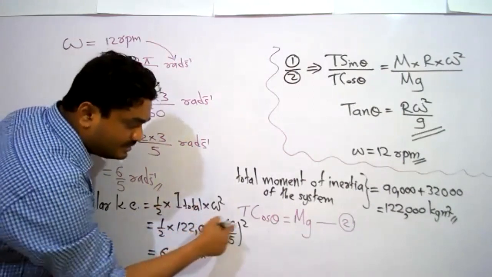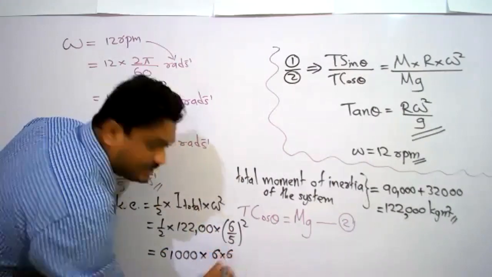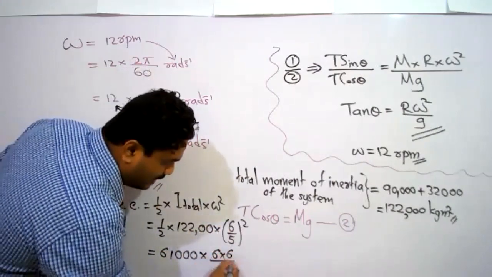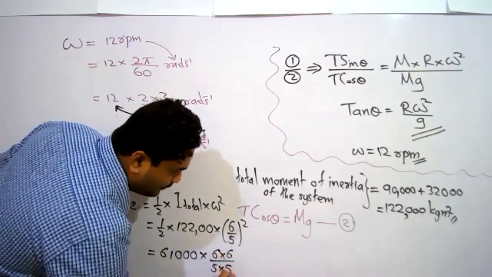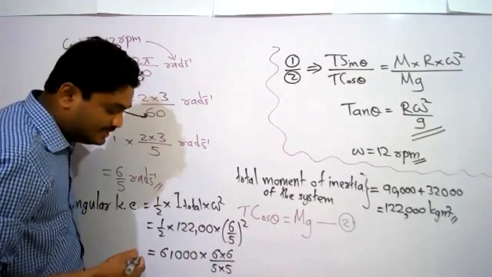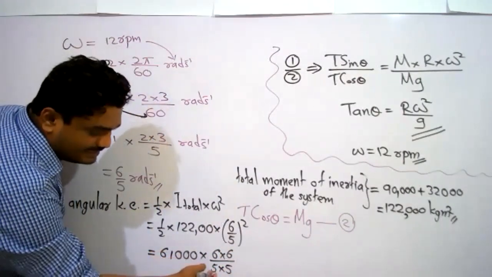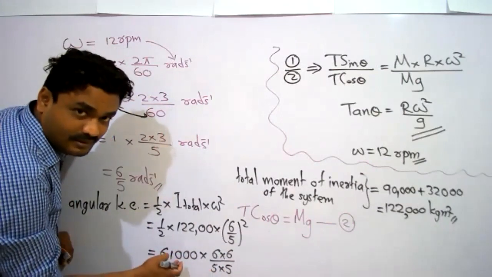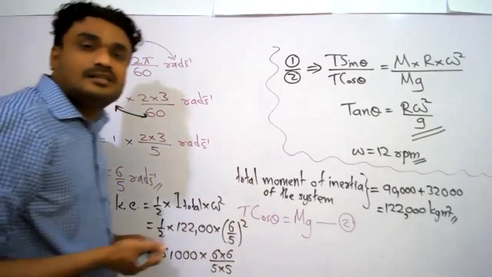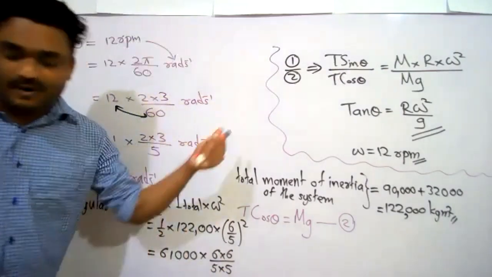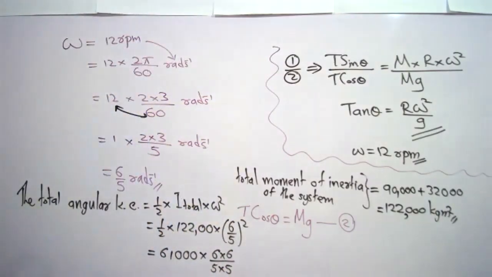Here, please write 6 square as 6 into 6 and 5 square as 5 into 5. This will help you to simplify easily because 61,000 can easily be divided by 5. Give a try and send your answers to my Zoom chat.